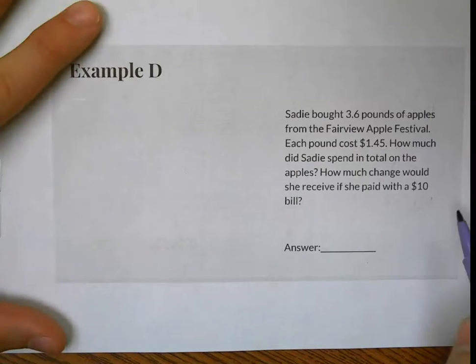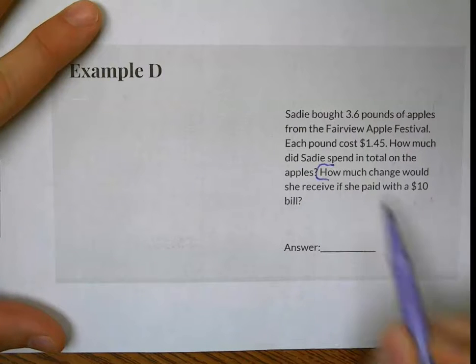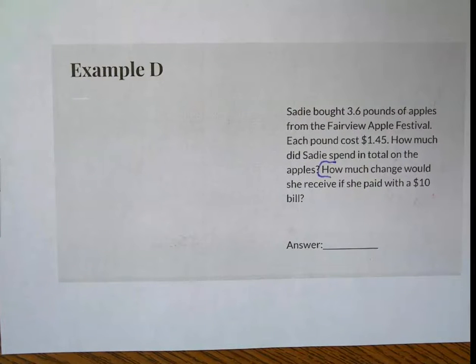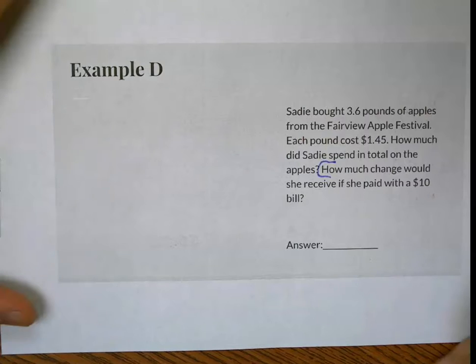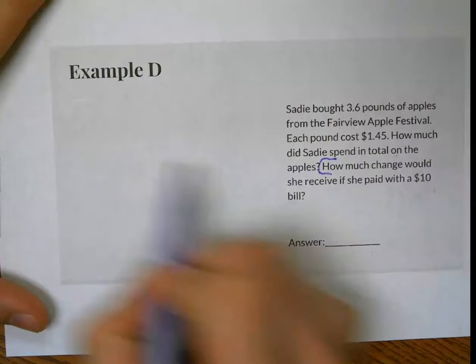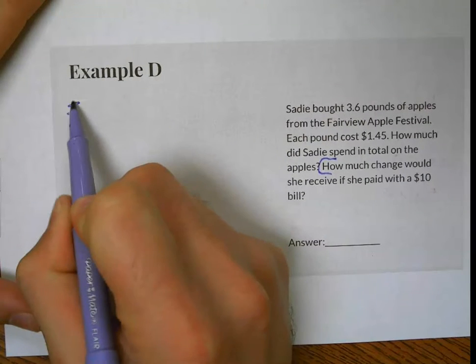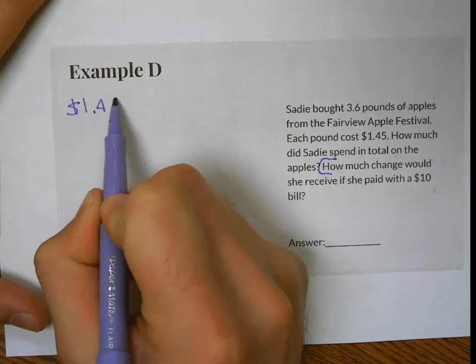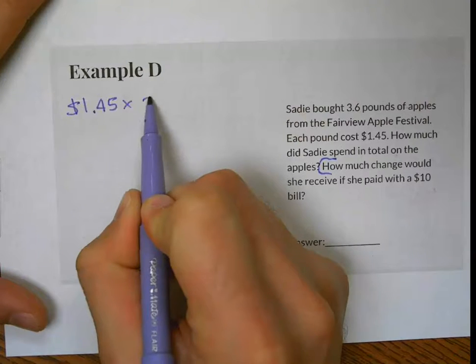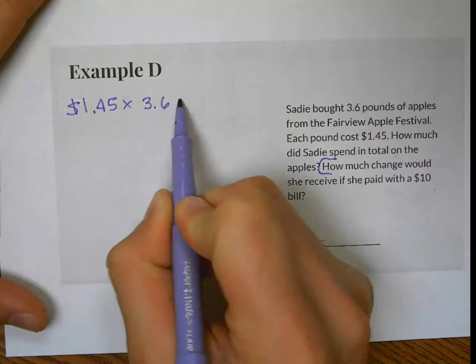Okay, this part right here, though, is new. How much change would she receive if she paid with a $10 bill? Okay, so we don't have to do the first part again. We already know that $1.45 times 3.6 pounds equals, what was it, 5.22.